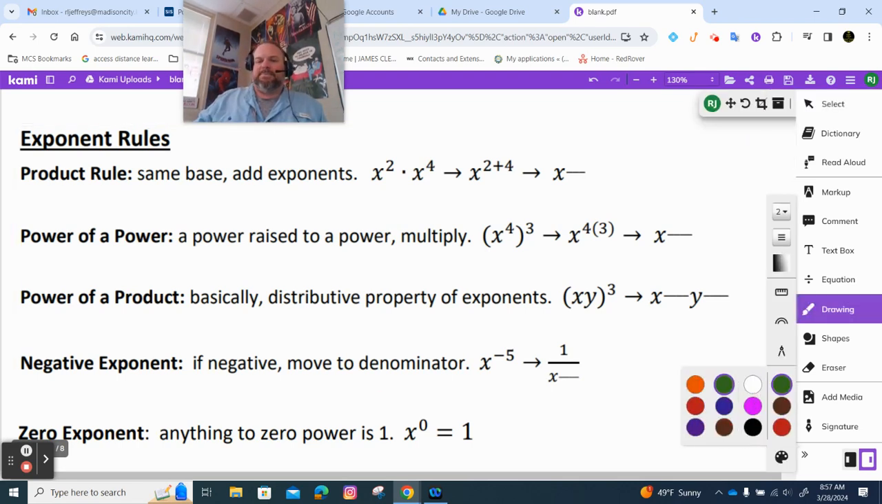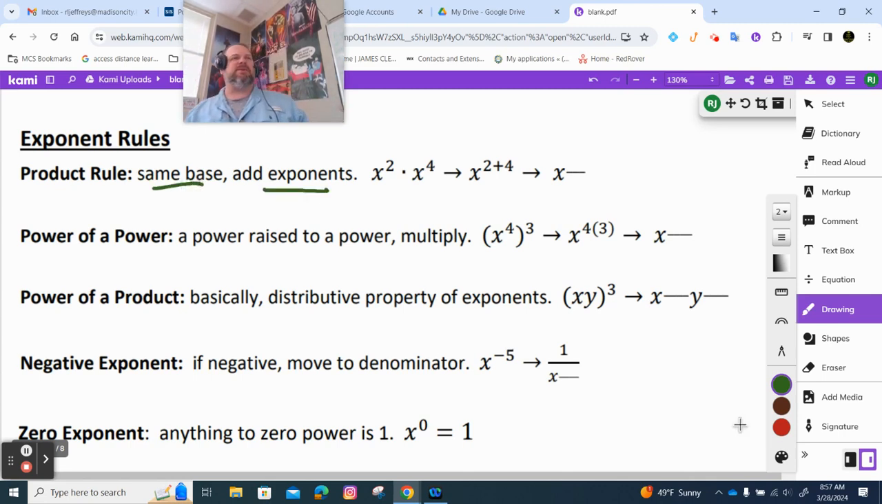All right. So there's a product rule. Same base, add the exponents. We've done some of this. This is just a refresher because we were trying to do some of this earlier this week.